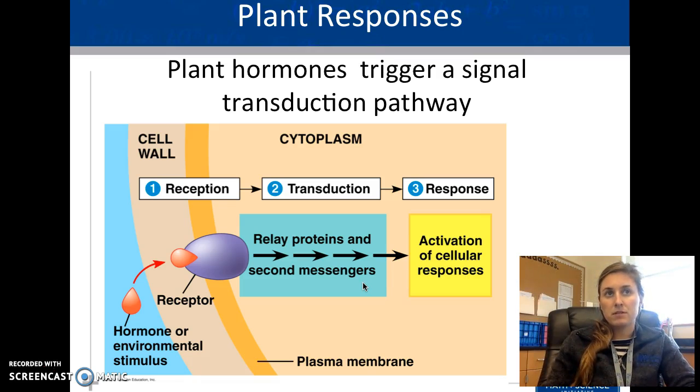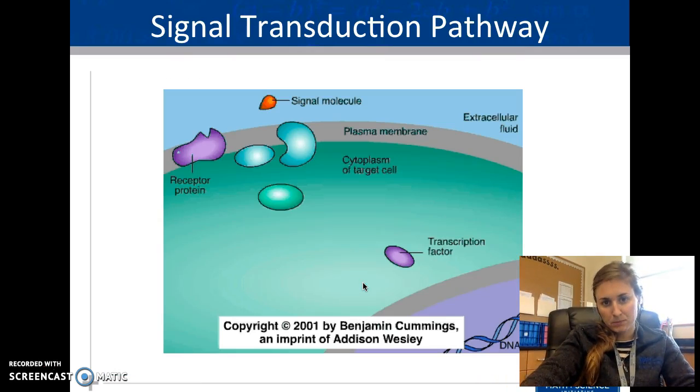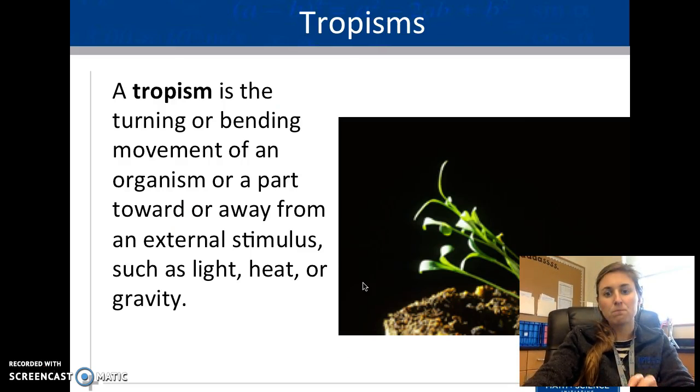Signal transduction also happens in plants. You've seen this a bunch already. And you should be able to describe the 3 parts of signal transduction. So signal transduction, right, we get our message, we have this transduction pathway, and then we have our response.